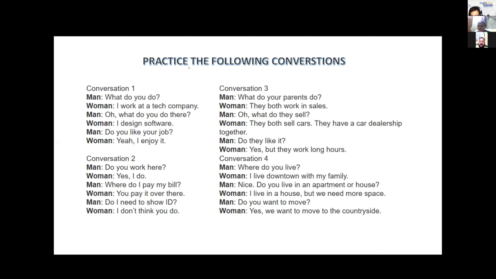¿Dónde vives? Vivo en la ciudad con mi familia. Bien. ¿Y vives en un apartamento o casa? Vivo en una casa, pero necesitamos más espacio. ¿Y te quieres mudar? Sí. Quiero mudarme al countryside. Para nosotros es como cuando nos referimos a una zona como rústica, como el campo, podríamos decir. Es como countryside. Entonces es un lugar donde haya un poquito más espacio. Y pues el campo es the best choice for more space.